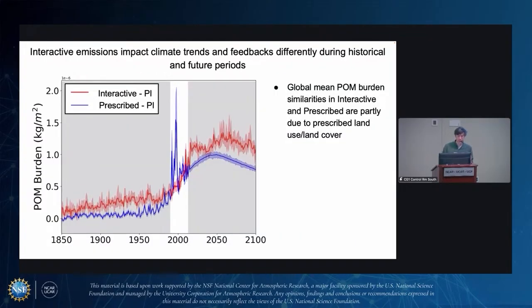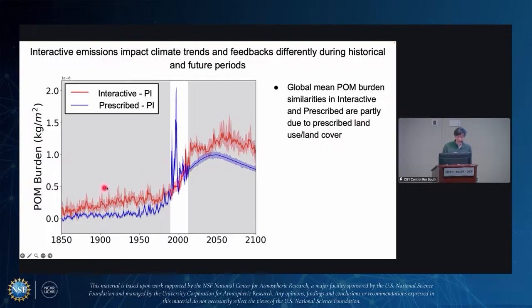Lastly, we examine the interactive emissions impact on climate trends and feedbacks. And so here I'm showing a time series of annual global mean pollen burden in each experiment respective of its pre-industrial control. I also just want to note that the similarities in the global mean are somewhat due to prescribed land use and land cover in CSM2.